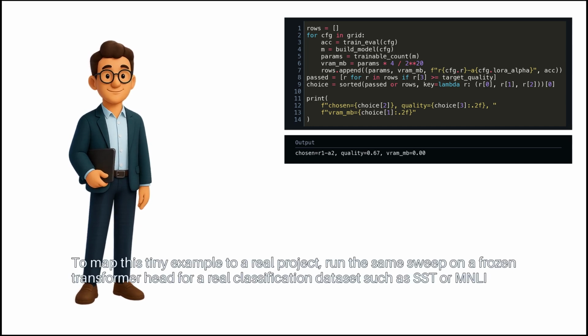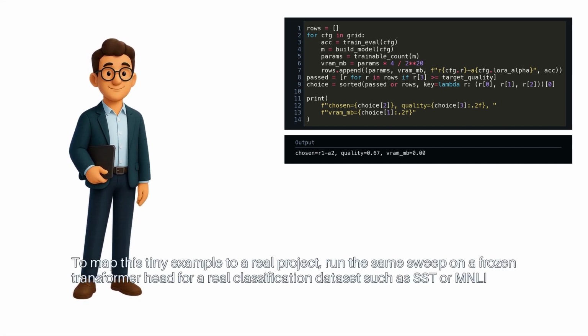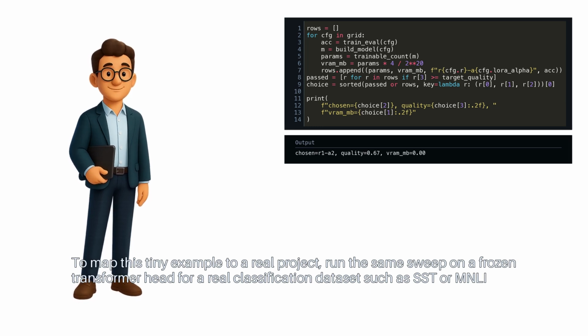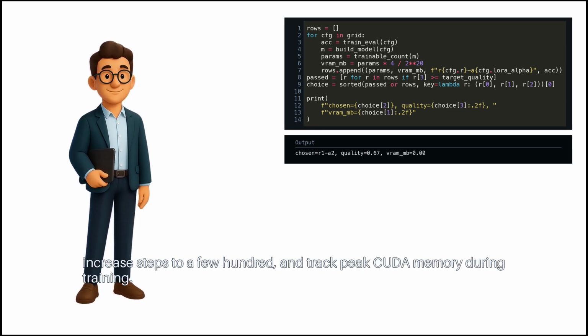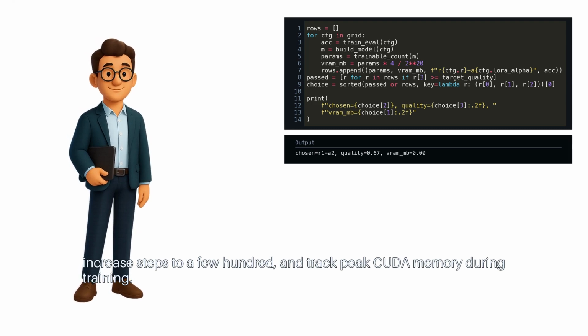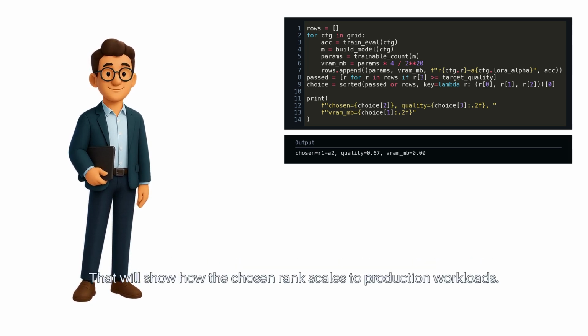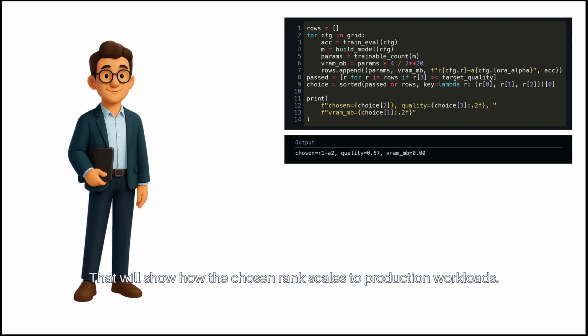baseline. To map this tiny example to a real project, run the same sweep on a frozen transformer head for a real classification dataset such as SST or MNLI. Increase steps to a few hundred and track peak CUDA memory during training. That will show how the chosen rank scales to production workloads.